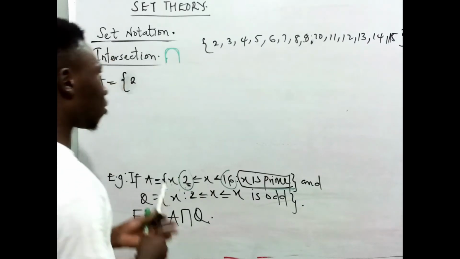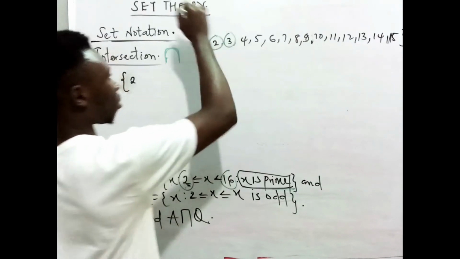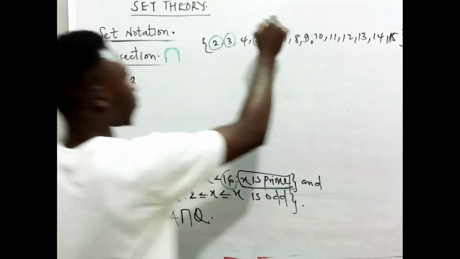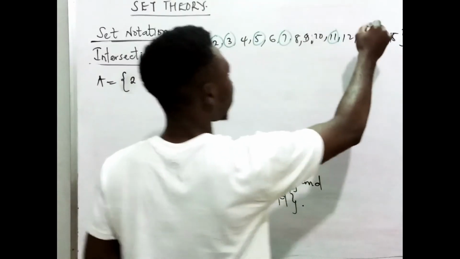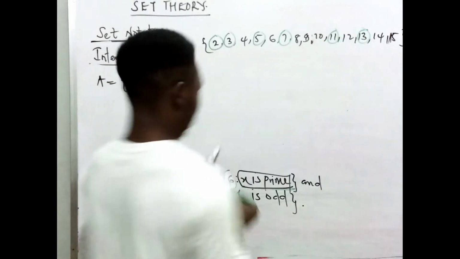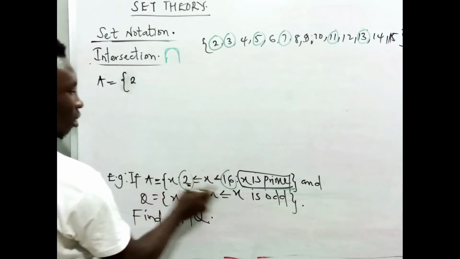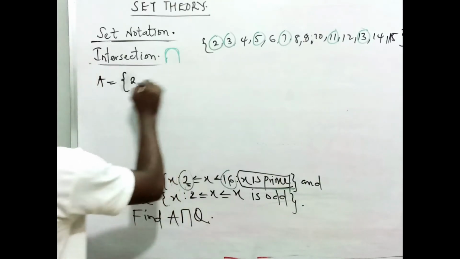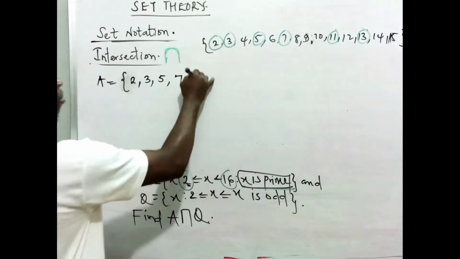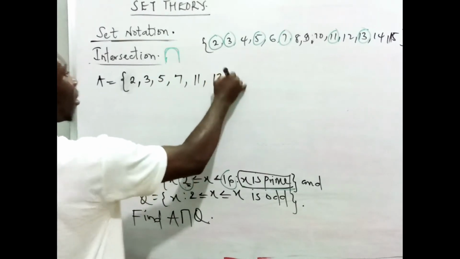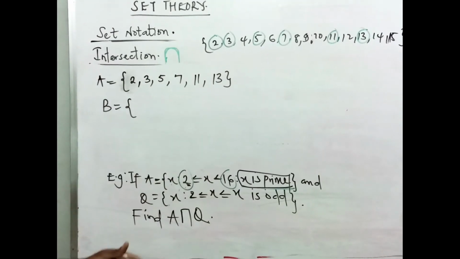So let us circle every number that can divide itself and 1 here: 2, 3, 5, 7, 11, and 13. Now that's our prime numbers. So they say x is such that x is prime. So this becomes 2, 3, 5, 7, 11, and 13.